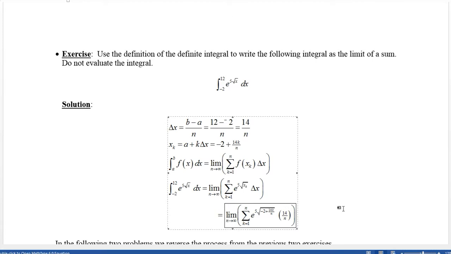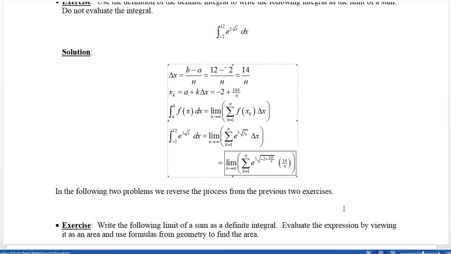But if the function's above the x-axis, it's just an area between that function, that curve, and the x-axis over some appropriate interval. So, in the next set of problems, I'll give you an expression that'll look kind of like the answer from before. It'll be a limit of a sum. And you want to be able to figure out how you could rewrite that as an integral. And then since you know that an integral represents an area, you should be able to actually find that integral by finding the area using some formulas from basic geometry.